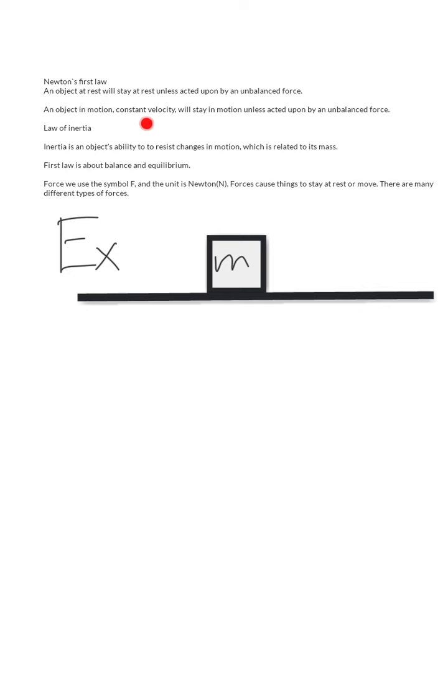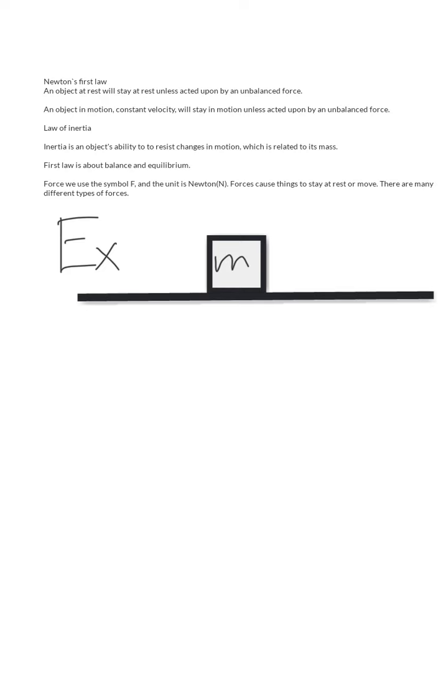It's also an object in motion at constant velocity will stay in motion unless acted upon by an unbalanced force. So keep in mind that it has to be either at rest or at constant velocity. Those are the two situations that are required for Newton's first law to occur. It's also known as the law of inertia.